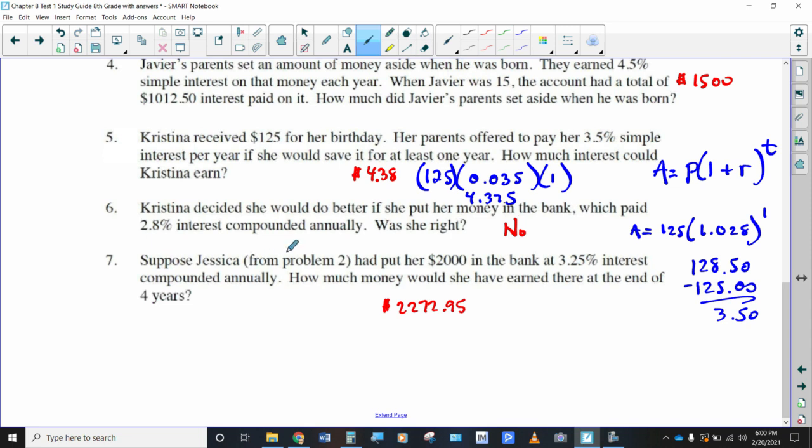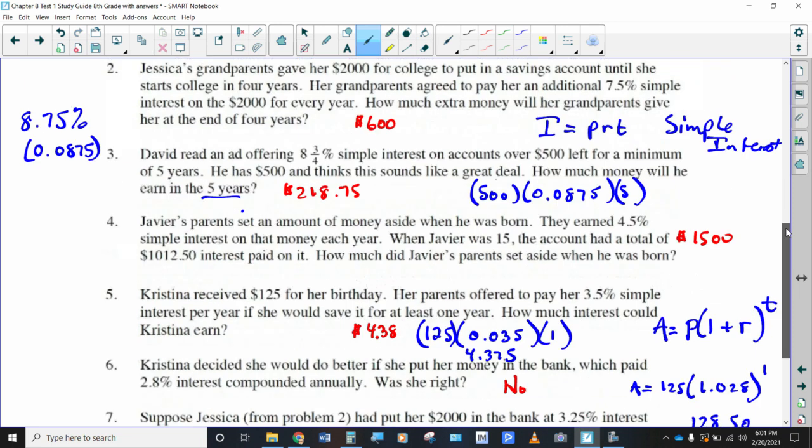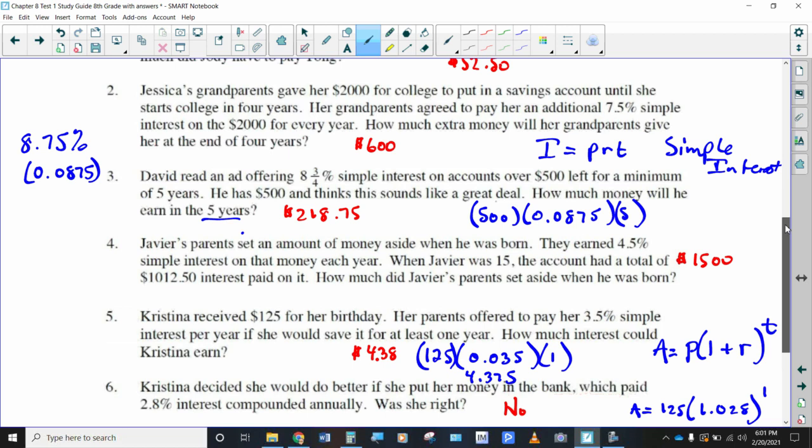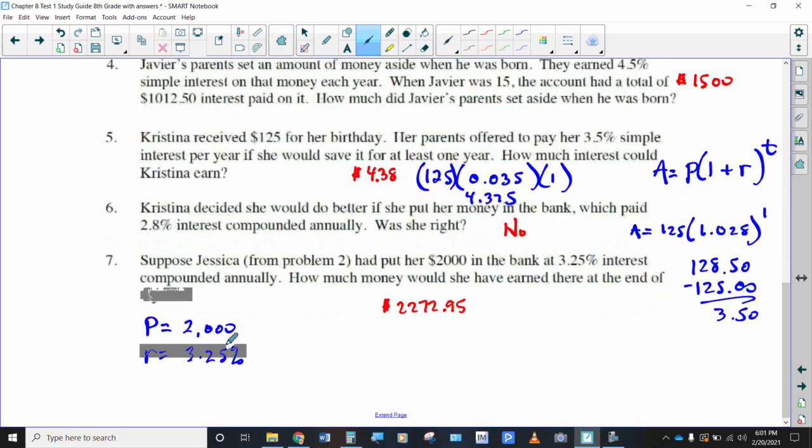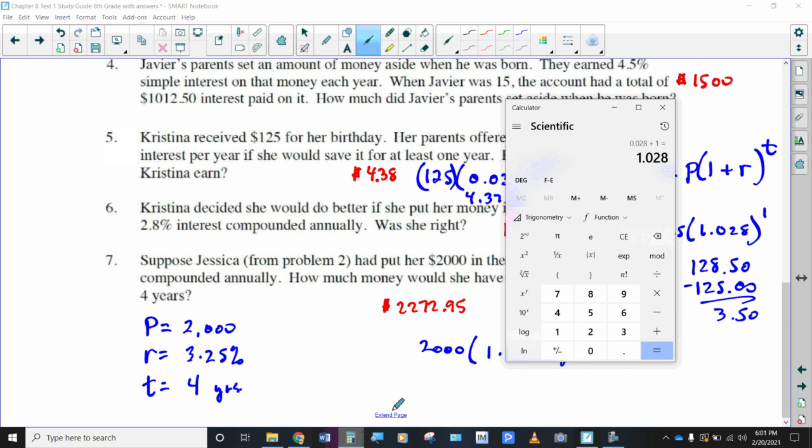All right, suppose Jessica, from problem number 2, had put her $2,000 into a bank at 3.25% interest compounded annually for 4 years. So the principal is going to be the same for this problem, but the interest rate, what was it before? What did they agree to? Oh, 7.5. Wow, that's a good interest rate. This might actually give her less money. I don't know. Let's see. And then the time period is, again, 4 years, so it's going to be compounded 4 times. So that's going to be 2,000 times 1.0325 raised to the 4th power. Let's see what she gets.